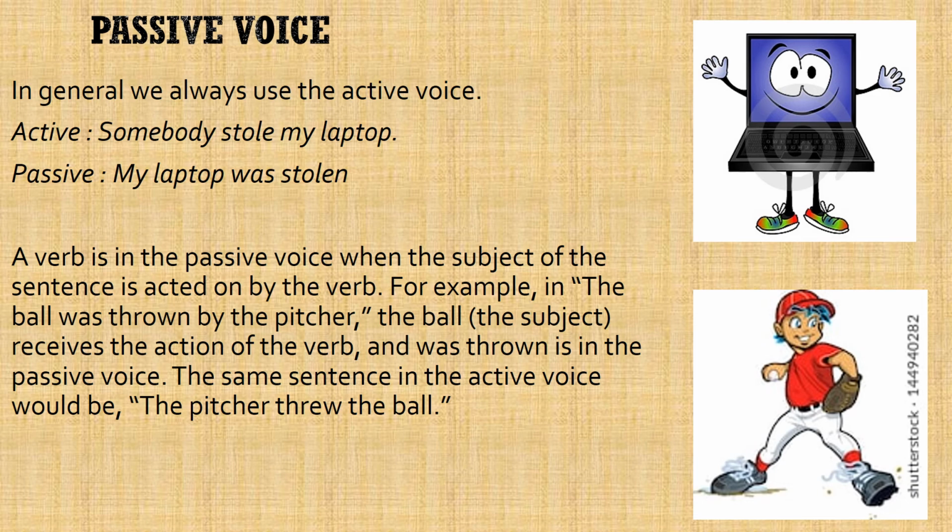A verb is in the passive voice when the subject of the sentence is acted on by the verb. For example, the ball was thrown by the pitcher. The ball received the action of the verb, and was thrown is in the passive voice. The same sentence in active voice will be something like this. The pitcher threw the ball.